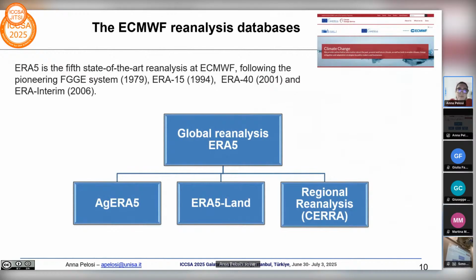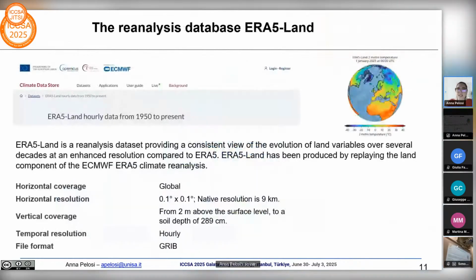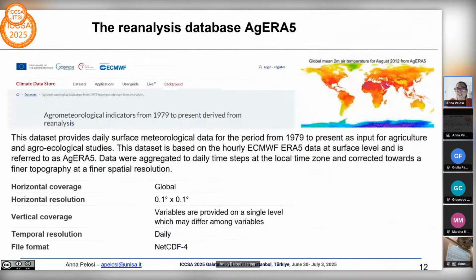And from that database, we analyze two derived products that are AG ERA5 and ERA5 Land. Those databases have a higher spatial resolution than the global reanalysis ERA5, which has a spatial resolution of about 30 kilometers, while the reanalysis database ERA5 Land has a spatial resolution of about 9 kilometers. And this is the land component of the ERA5 database. Moreover, we also have AG ERA5, which is a specifically tailored database for agricultural applications, and is a product of ERA5 too.